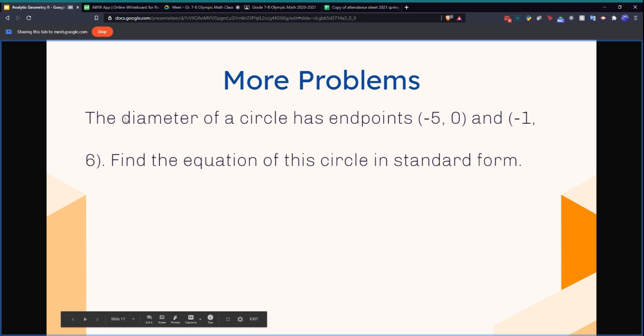So let's look at this one. The diameter of a circle has endpoints -5, 0 and -1, 6. Now we want to find the equation of the circle in standard form. So I'll give you guys a few seconds to think about it first. You don't have to solve it right now. Just think about how you approach this, and we'll solve it on the whiteboard.